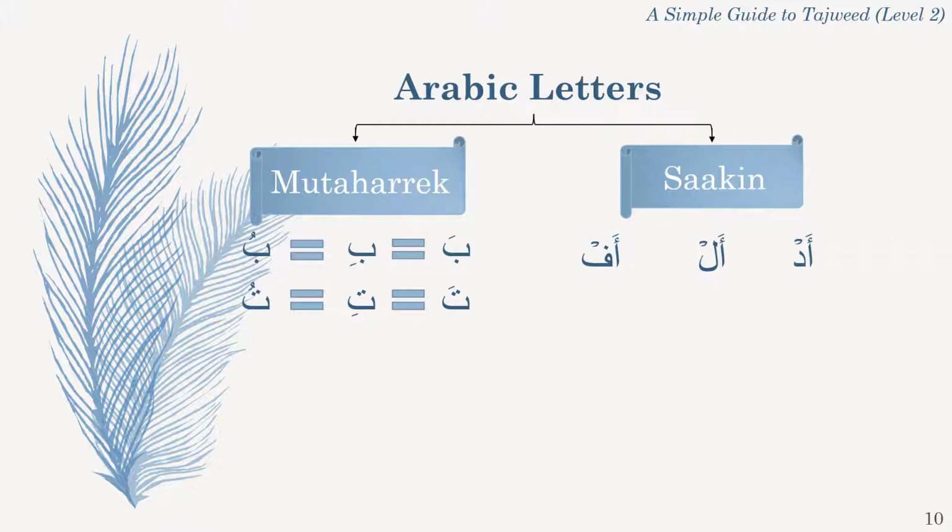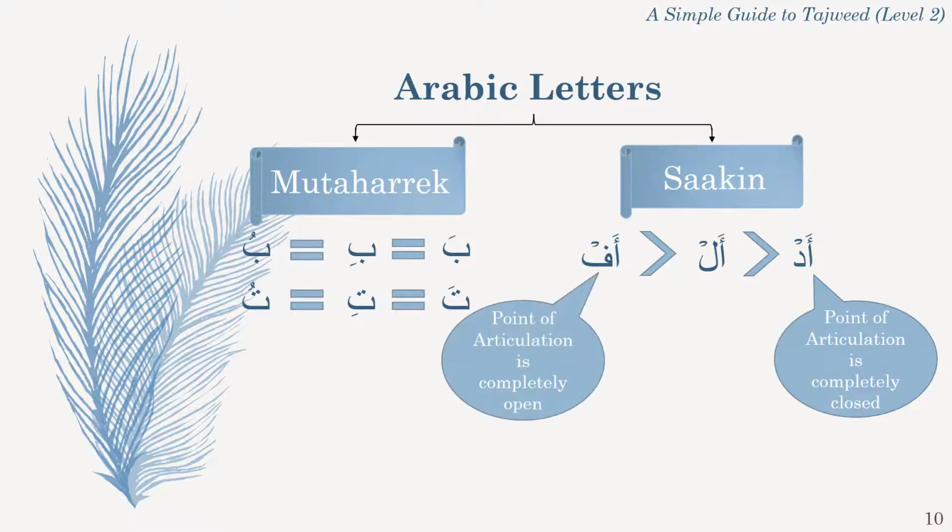We notice that letter fa takes longer time than letter lam, and letter dal takes the shortest time in pronunciation. This happens due to the complete closure of the point of articulation of letter dal when it is pronounced with sukoon, while in letter fa, the point of articulation is completely open, so it takes much longer time.